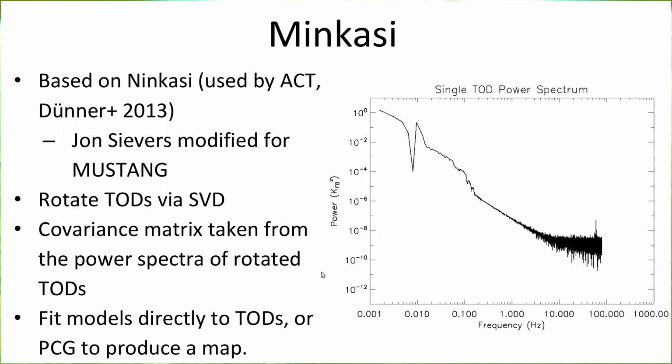And then you can either fit some simple model to your source. For galaxy clusters, we do spherical clusters. Or if you want a map, you can treat each pixel as an element to be fit, but there are too many elements to have an exact solution. So we do a preconditioned conjugate gradient. But ultimately, the real takeaway is that you're doing really all the processing and map making in time space.